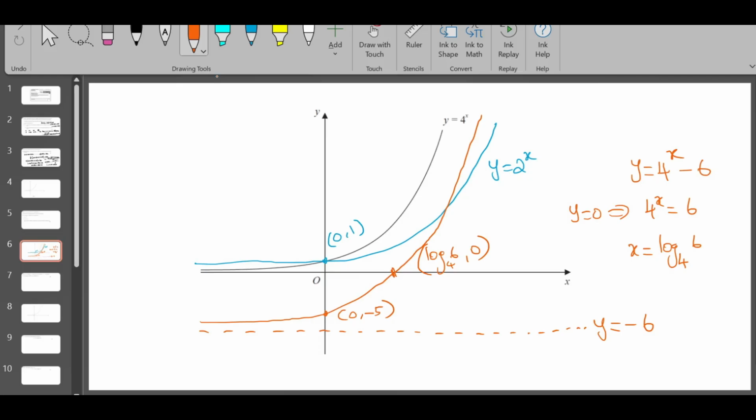In the exam, you're not supposed to use different colors. So you use your pencil, but make sure you label the graphs separately. Y is equal to 4 to the power x minus 6. This is y is equal to 2 to the power x. And then put the points in coordinate form.